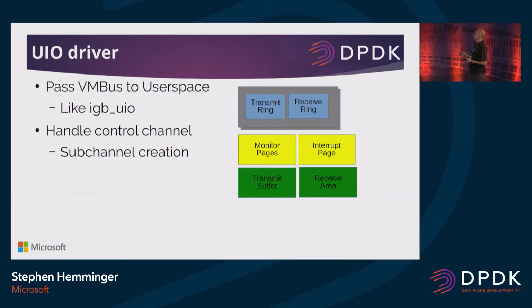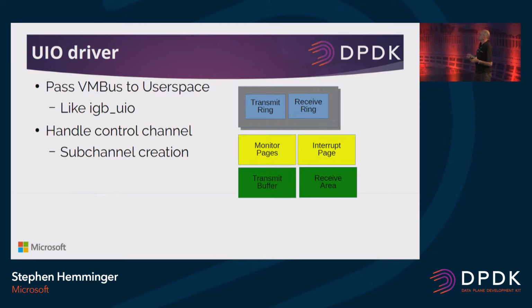It's you have a transmit and receive ring, which is one memory area. You have a monitor and interrupt page, which is basically, if you want to send something, for example, you put it in the transmit buffer, you put a descriptor in the transmit ring, and you go poke the host saying, I got something for you. It's in the mailbox. And there's a transmit and receive area. So data that comes in gets deposited in the receive area, and the descriptor in the receive ring is updated.